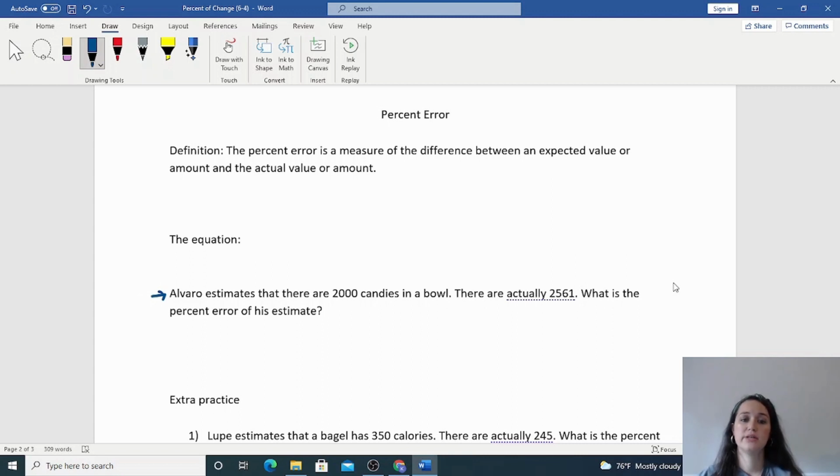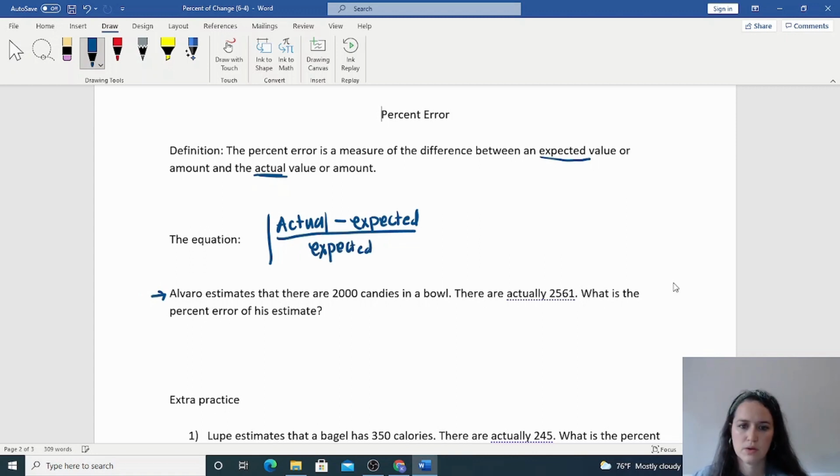So percent error is your measure of the difference between an expected value or amount and the actual value or amount. So what we're going to do is it's going to be your actual. You want to draw that big bar. Actual minus expected, over the expected. Okay. And then times your 100%.